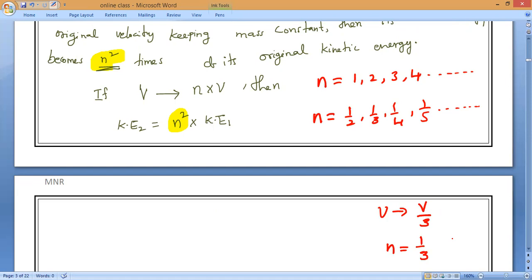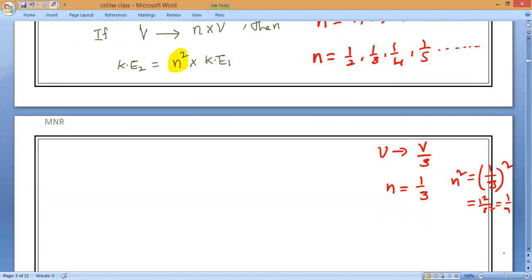So what is the change in kinetic energy? n square. n square means what? 1 by 3 whole square, which is equal to 1 square by 3 square, which is equal to 1 by 9. Is it right or wrong, Mr. Gokul? Akilan? Yes, sir.